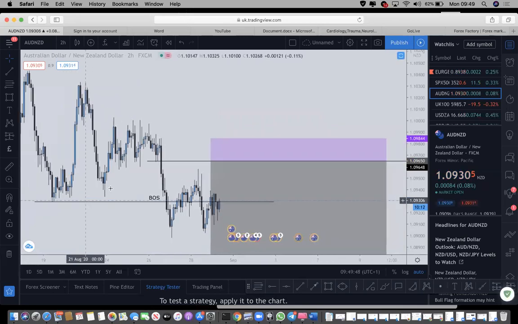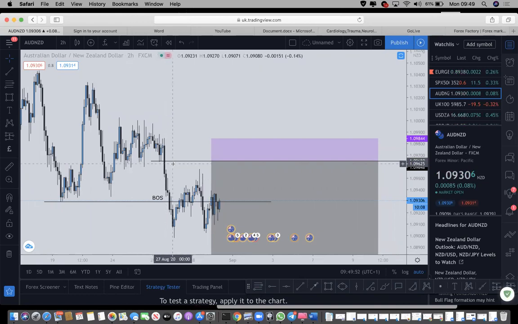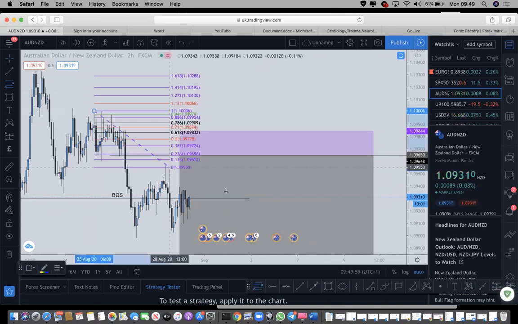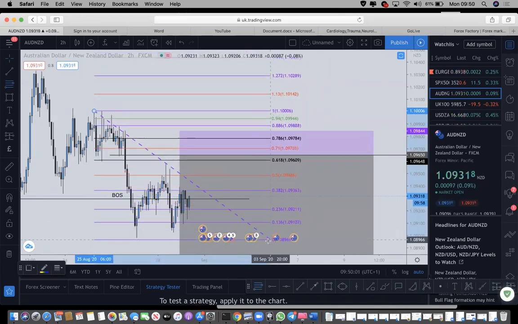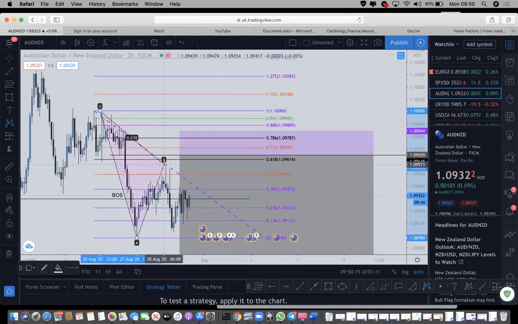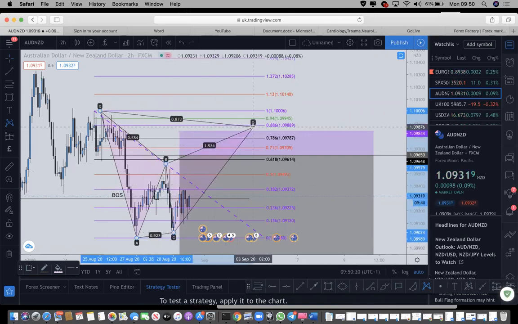Let's go on the 2-hour time frame. We can see clearly the imbalance sitting right there, break of market structure. And actually, we could have a harmonic pattern. We are a harmonic squad, so let's see what we got. There's a bat pattern right there. X to A to B, B to C, and C to D, 88.6 right there.